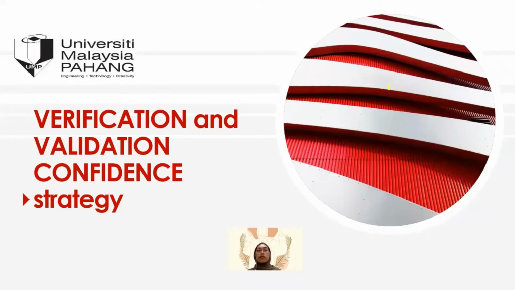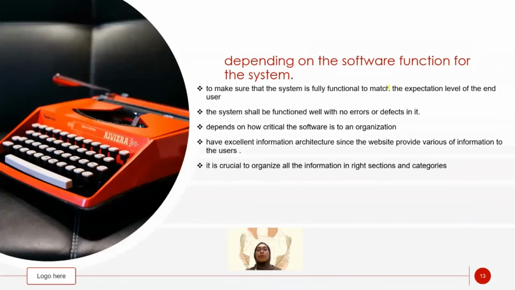The verification and validation confidence strategy depends on the software function for the system. It is to make sure that the system is fully functional to match the expectation level of the end user. The system shall function well with no errors or defects. It depends on how critical the software is to an organization. It is supposed to have excellent information architecture since the website provides various information to the user. It is also critical for an organization to organize all the information in the right sections and categories.